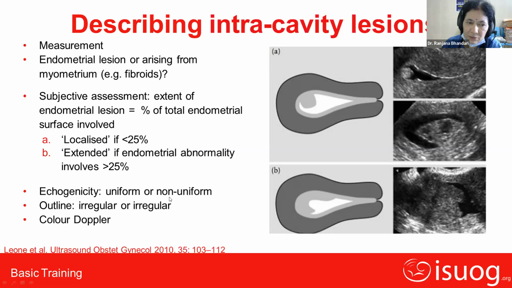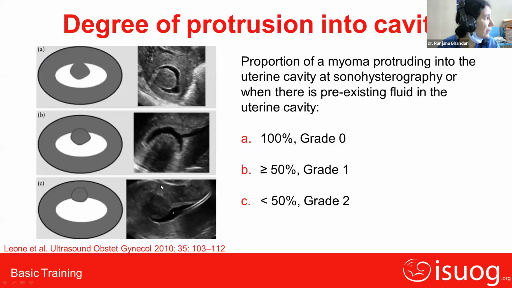The echogenicity of the lesion has to be told, the outline of the lesion has to be written, and then color Doppler, which I will show in a later slide. Now, the degree of protrusion. This also we will study in the myometrial slide. It is the proportion of a myoma protruding into the uterine cavity at sonohysterography when there is pre-existing fluid in the uterine cavity, but we can see this even in ultrasound TVS.